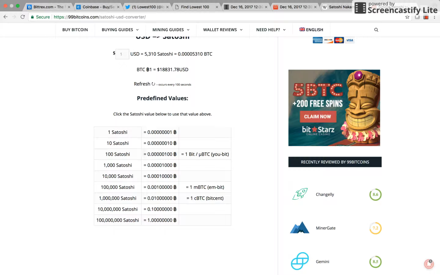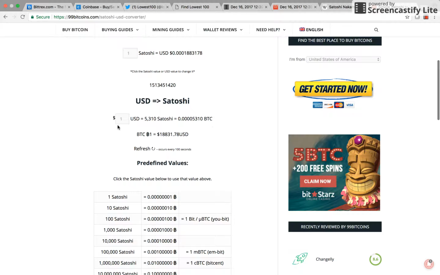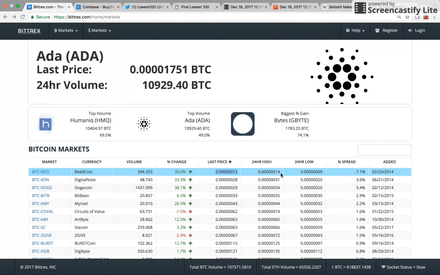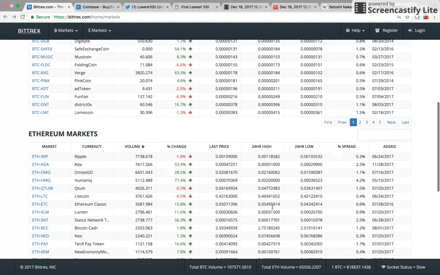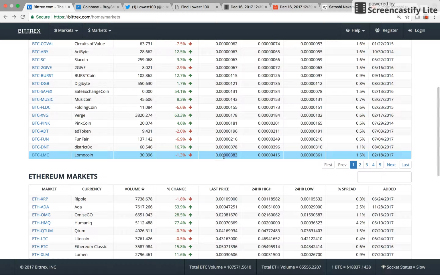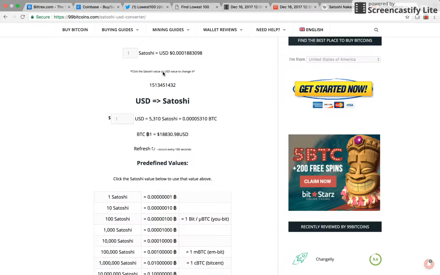So let's go back and go to the exchange. How do you calculate? If I have $1, what does $1 mean? $1 means 5,310 Satoshi. When you go here and you see a value, let's say, what does 373 Satoshi mean? You can calculate that 382 Satoshi means about 0.07, which is 7.2 cents.